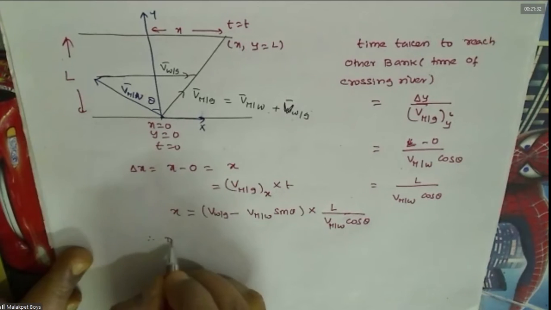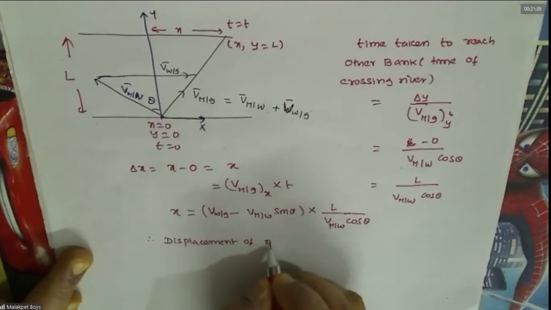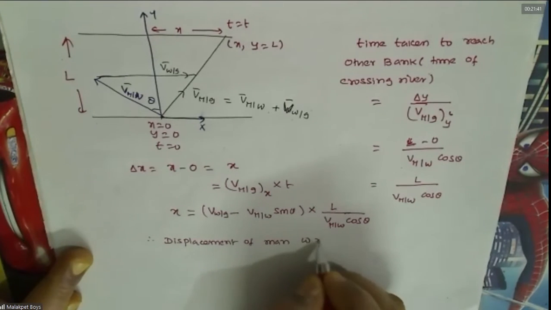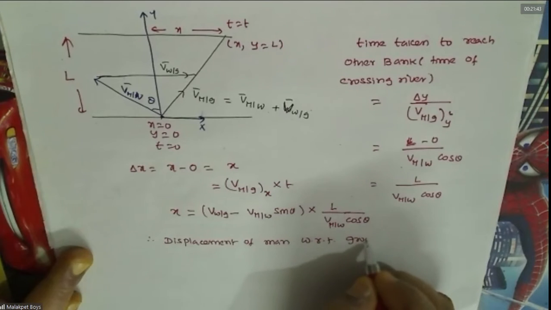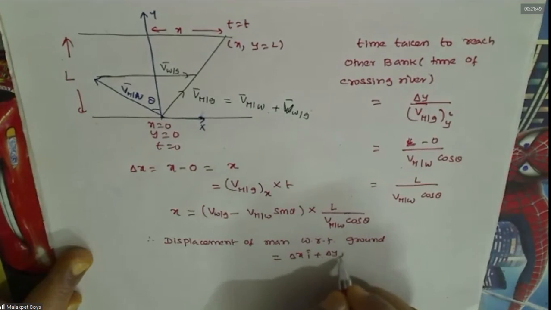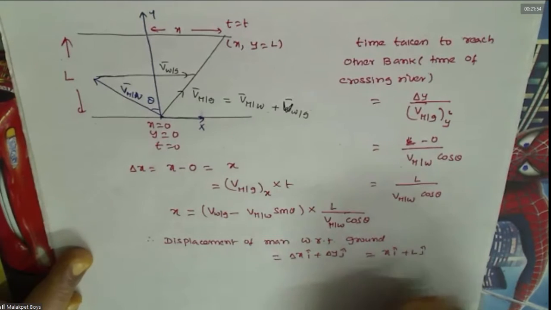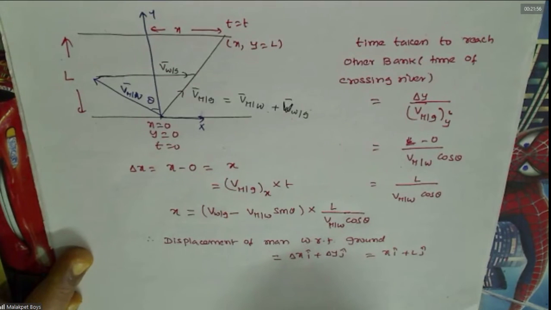Therefore, what is the displacement of man? Displacement of man with respect to ground is nothing but delta x i cap plus delta y j cap. This is x i plus L j, where x you can find like this. Followed this? Yes, sir.